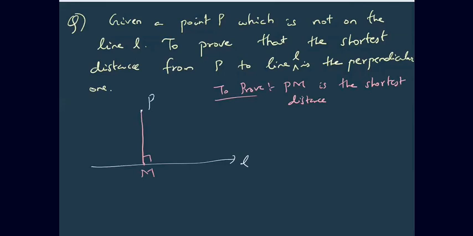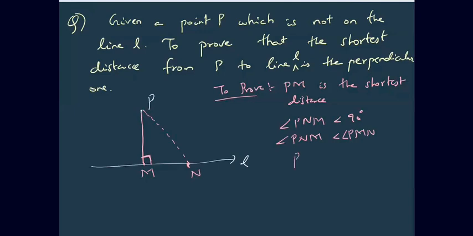Okay, so now to prove this, let us consider any other point N on the line L which is not equal to M. Now if I join PN, I can see that angle PNM is less than 90 degrees, right? Because already one angle is 90 degrees in a triangle, the other angle cannot be 90 degrees. So angle PNM is less than angle PMN.